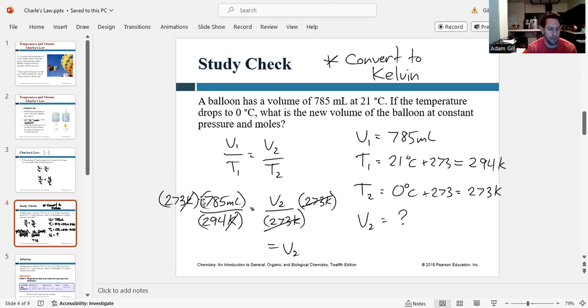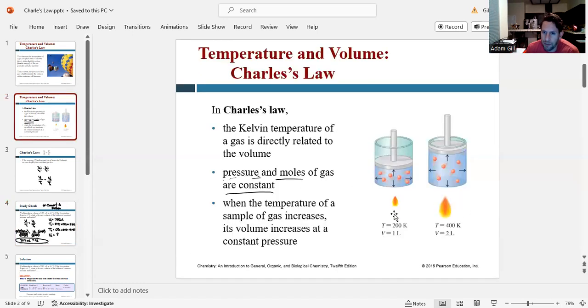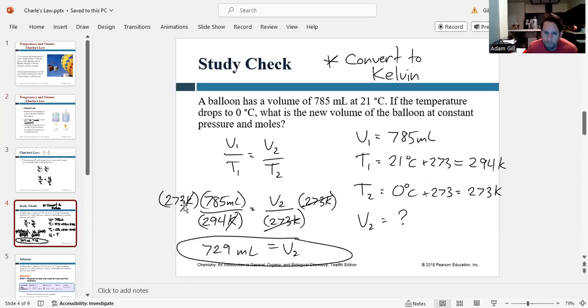Let me punch this into a calculator. 273 times 785 divided by 294. And I get about 729 milliliters. Which makes sense because we're going from 21 Celsius to 0, so we're cooling it down. And so as temperature decreases, volume should also decrease, which makes sense. So our volume is smaller than the original.